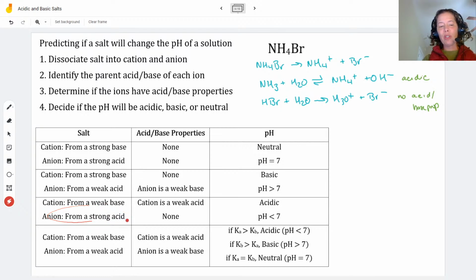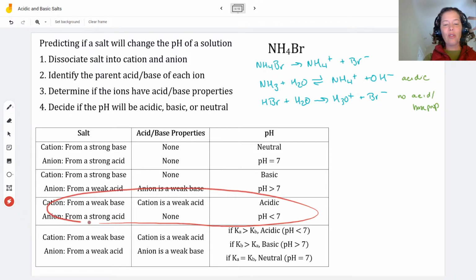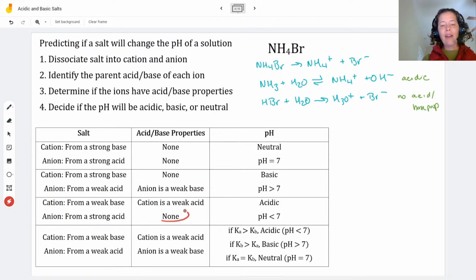Is our anion from a strong acid? Yep, bromide is coming from hydrobromic acid, which is a strong acid. So this is the row we want, which means that our anion has no acid-base properties, which again we set up here. So everything is coming together. So this means we are going to have an acidic solution. Our pH is going to be less than 7.